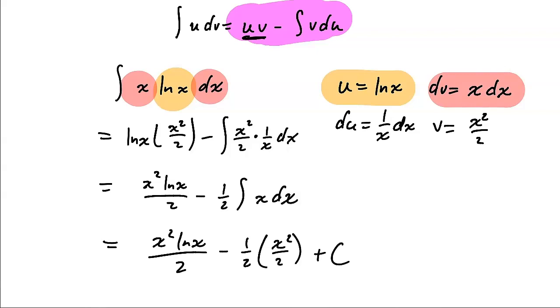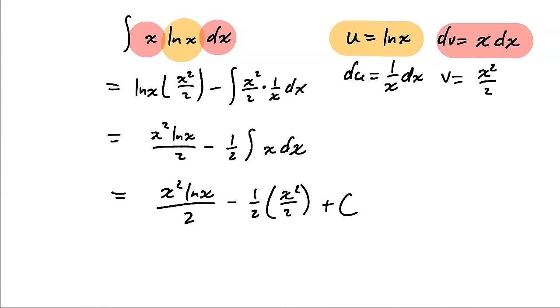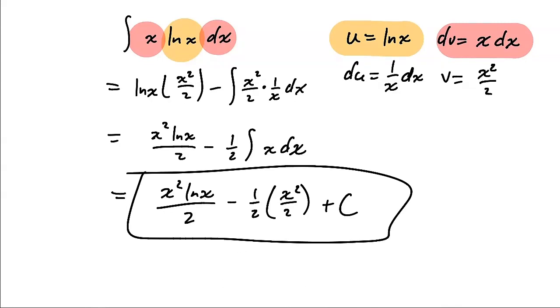And I can leave my answer like that. I could also rewrite this as minus x squared over 4. But the big thing that I was trying to show you guys is now I'm able to do that integral. And that's what it is.